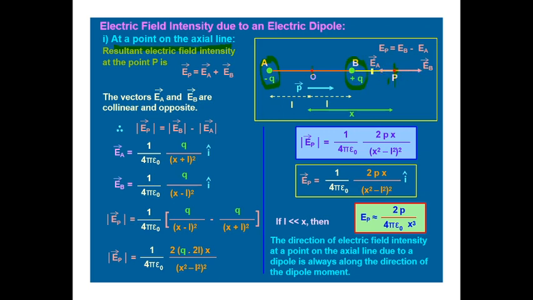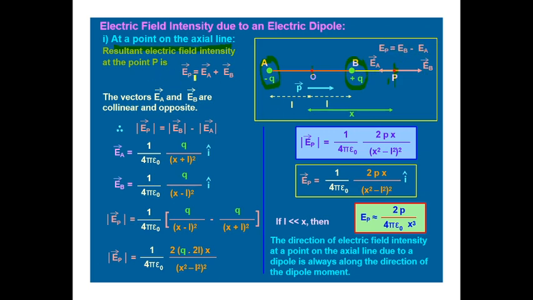Two electric fields opposite in direction, so the resultant will be EB minus EA. The value of EB will be greater than EA because of the distance. The electric field intensity is inversely proportional to the square of the distance. Point P is closer to B, so EB is greater than EA. So the resultant will be EB minus EA.